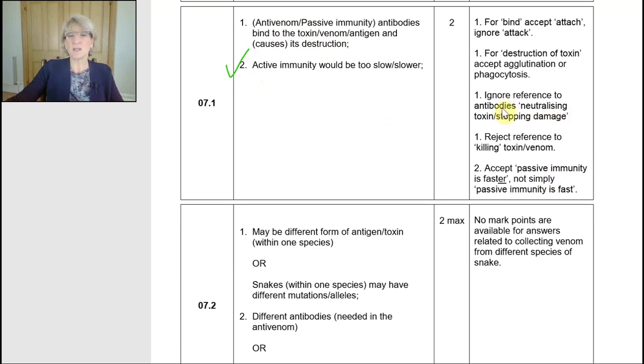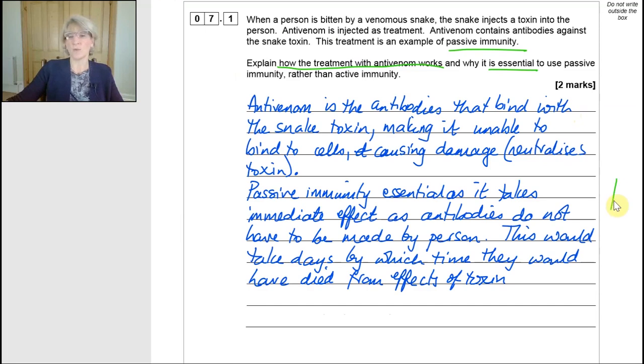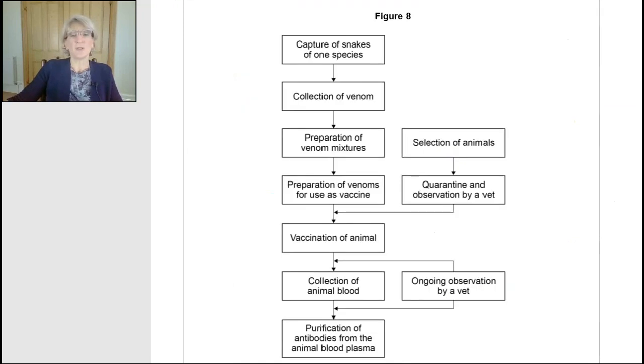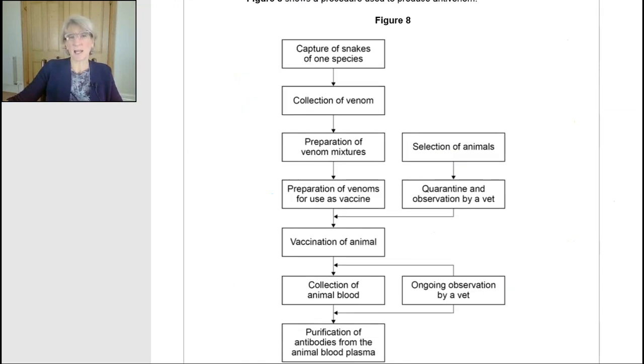And notice they wanted you to ignore neutralizing the toxin. They do not deem this an A-level answer. So I got 1 mark, but I know that I would not have necessarily written the other mark. I'm going to write off that other mark. Then they show you a procedure for collecting the antivenom.